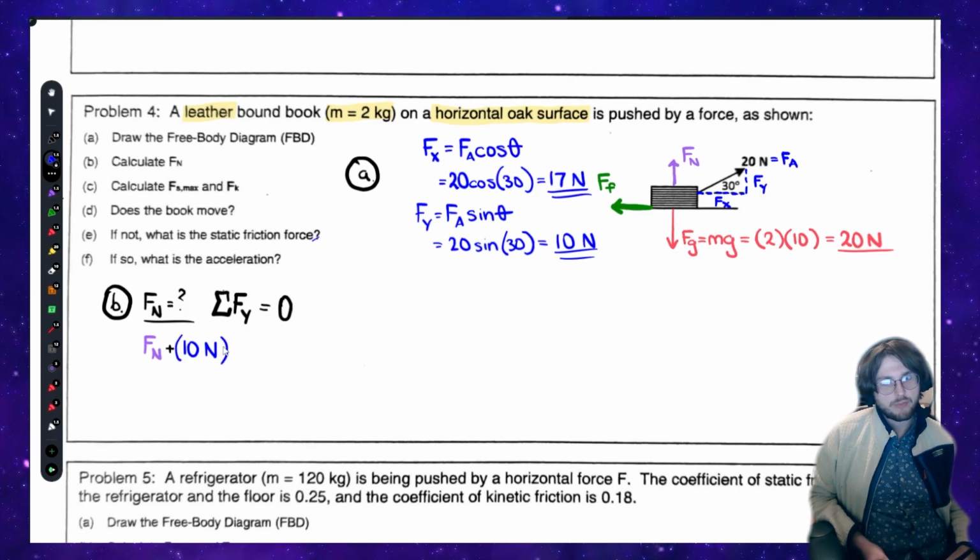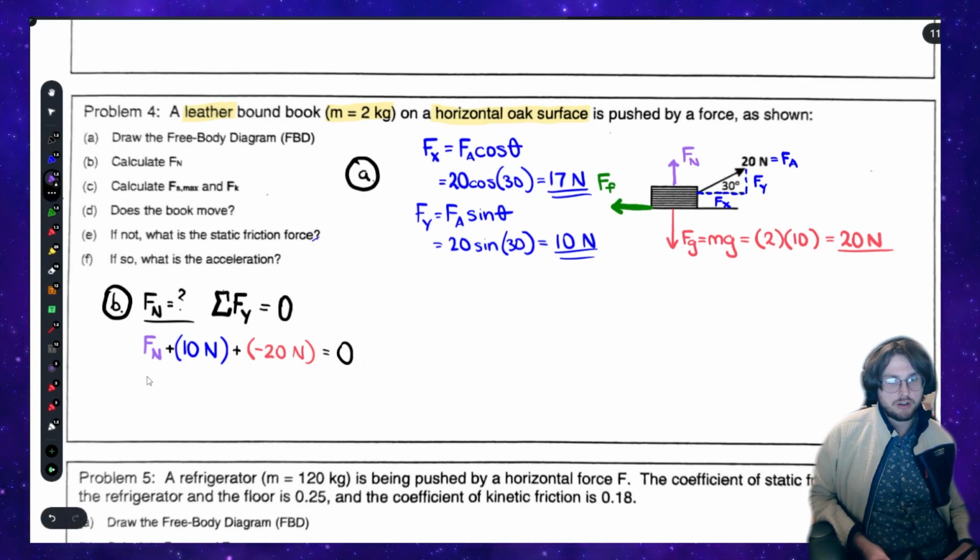upwards, plus a negative 20 Newton force downwards. And all of that together is going to add up to 0. So now if we get Fn by itself to solve for it, the normal force acting on this book is going to equal about 10 newtons total.